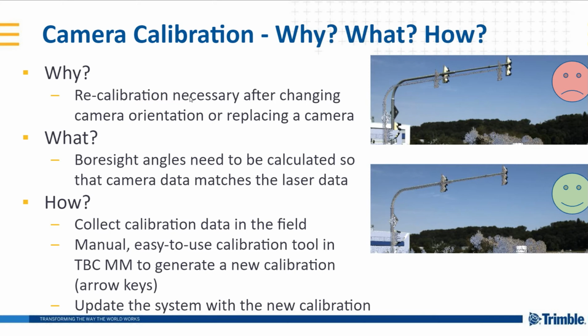Camera calibration: why, what, and how. So why do we have to recalibrate, the same way as with the lasers, if you're changing the camera orientation or replacing a camera? Like the lasers, the side-looking cameras can be changed in their orientation. Then this camera calibration is necessary, which calculates the bore side angles so that the camera data matches the laser data, which you can see on the right side.